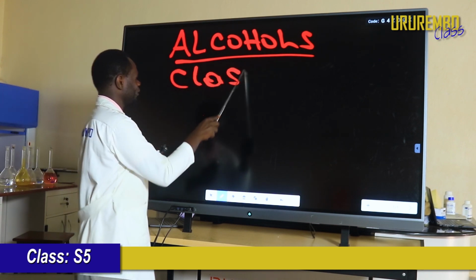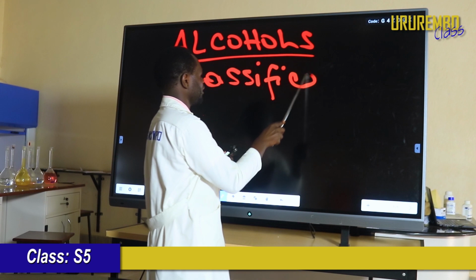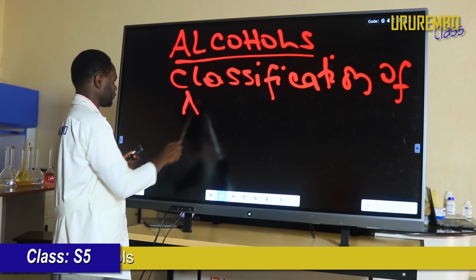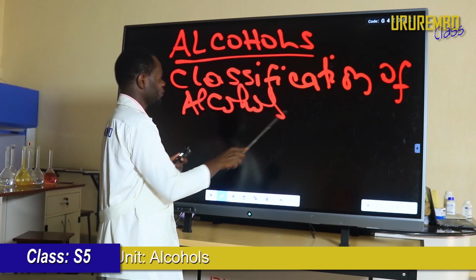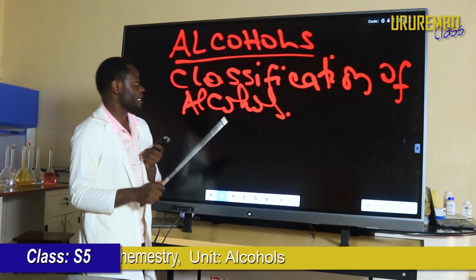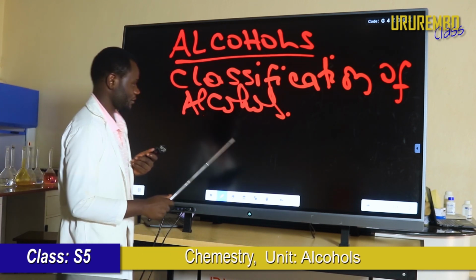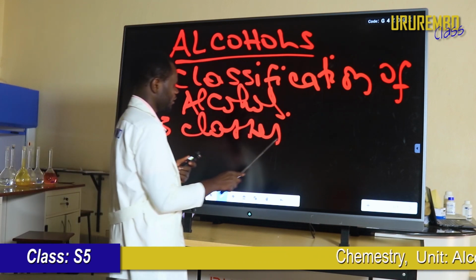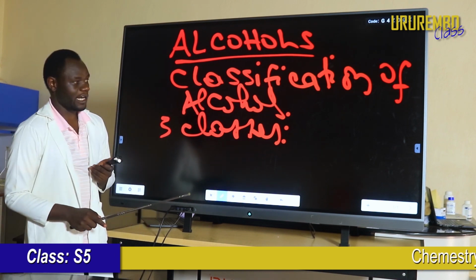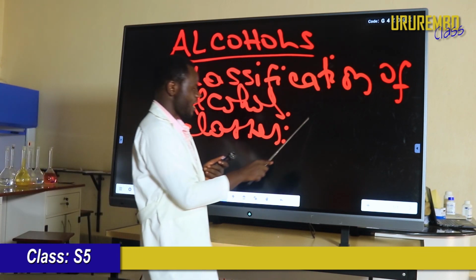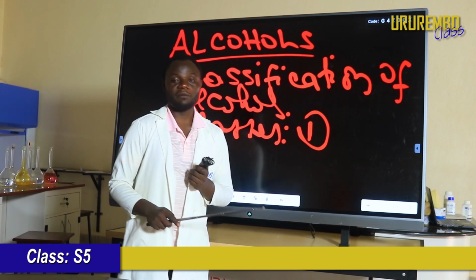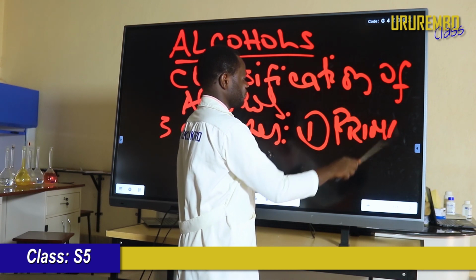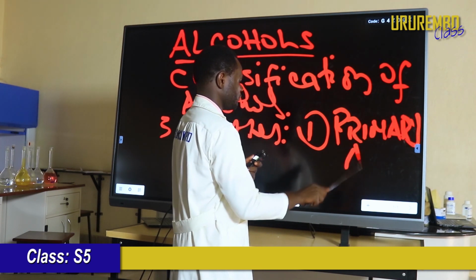Classification of alcohol. So those alcohols are classified into three classes. Those three classes are the following. Class number 1 is called primary alcohol.